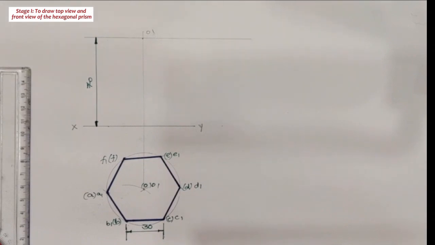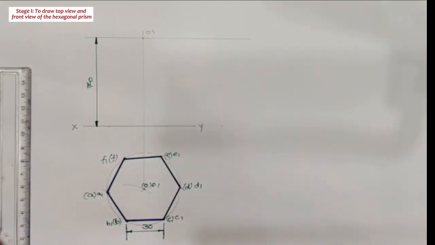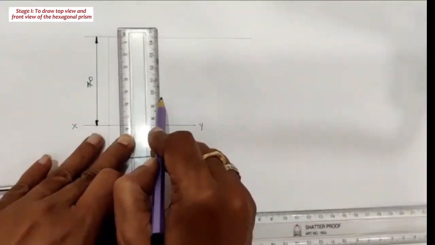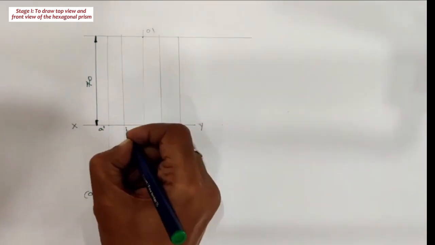After that, draw projectors passing through the points in the top view, say A1, B1, C1, D1, E1 and F1, towards the vertical plane. Then locate the bottom base as well as top base corner points in front view.